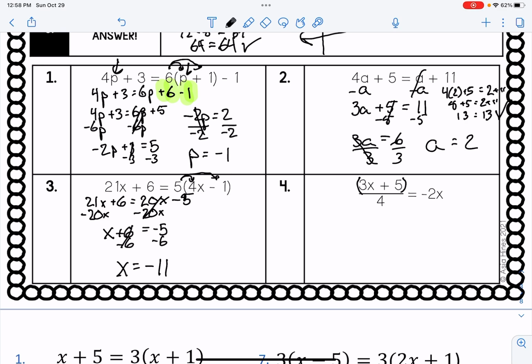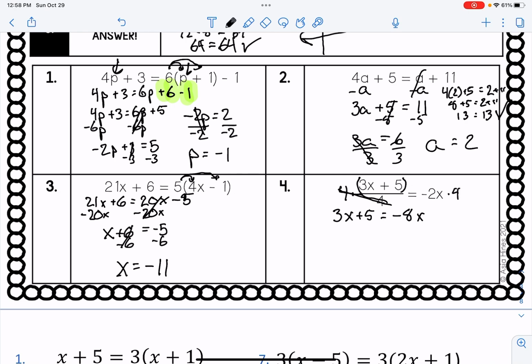Because of this grouping thing going on, we're going to have to multiply by 4 in order to get rid of the 4 on both sides there. So because it was divided by 4, we have to multiply. We are undoing. So we are going to be left with 3x plus 5 is equal to, well, negative 2x times 4 is negative 8x.